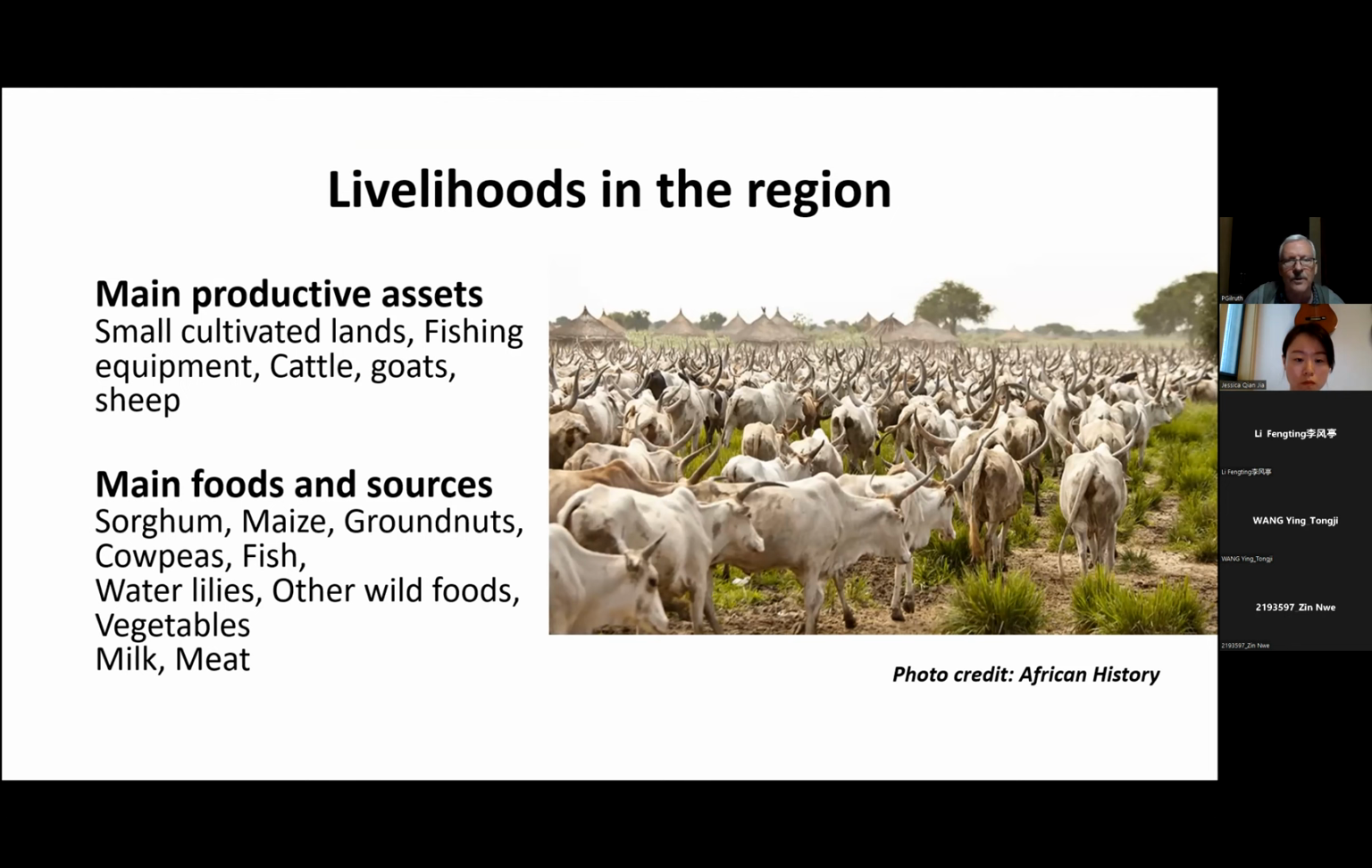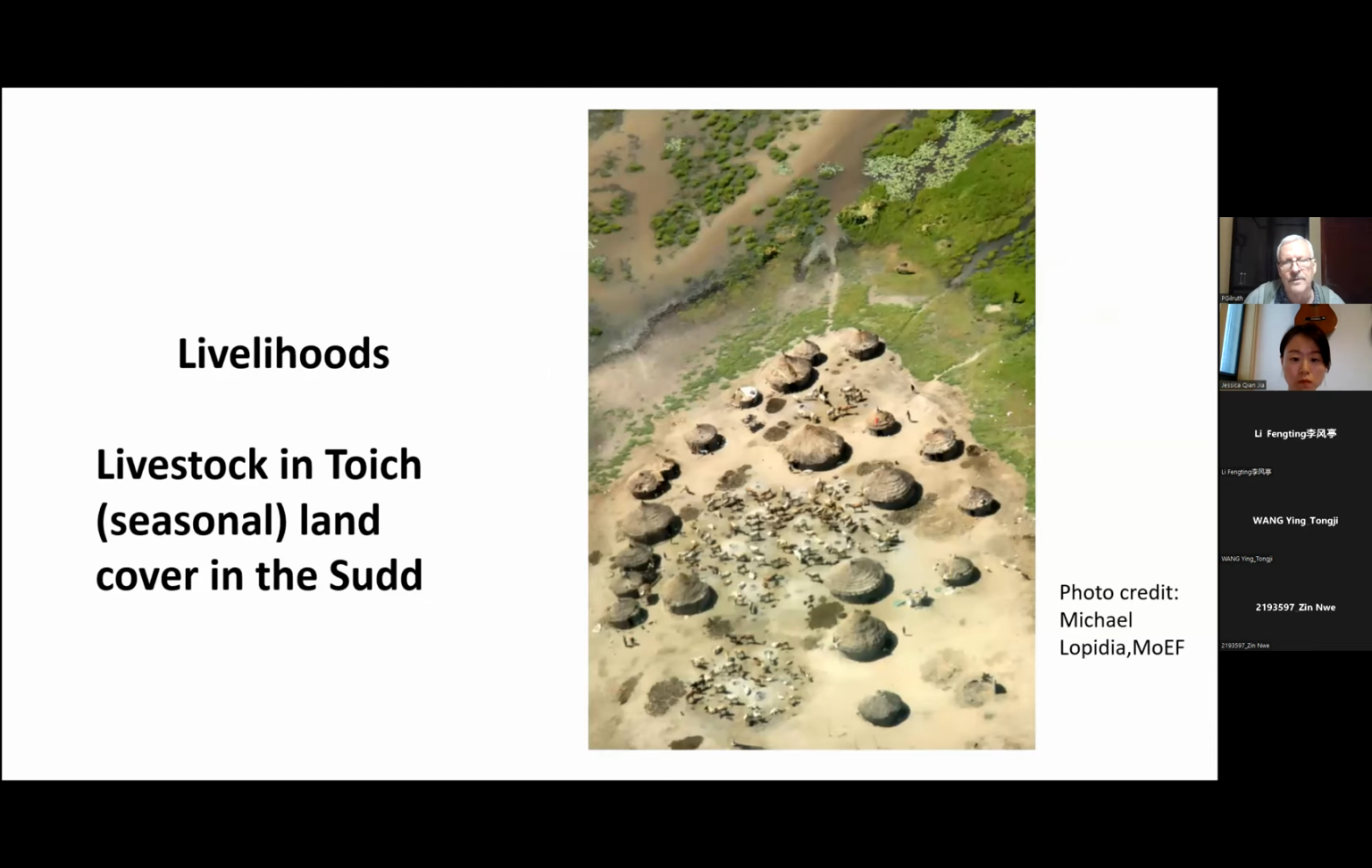Here we have an aerial view of the life of a small village with the livestock in the middle. This is the Toich, or seasonal dryland grassland. Toich is a local term which refers to the grasslands which are available in the dry season, and most important for the cattle in South Sudan.